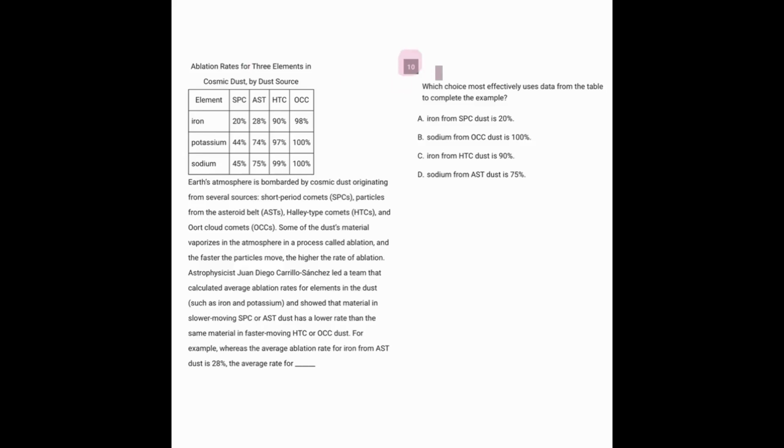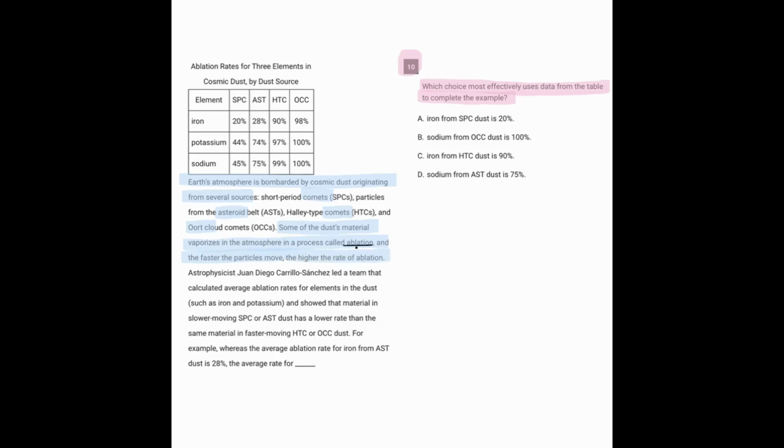Now going over to question 10, which choice effectively uses data from the table to complete the example? So what is the example and what are they talking about here? Let's start reading. Earth's atmosphere is bombarded by cosmic dust originating from several sources: comets, asteroids, other types of comets, and Oort cloud comets. Some of the dust material vaporizes in the atmosphere in a process called ablation, and the faster the particles move, the higher the rate of ablation.